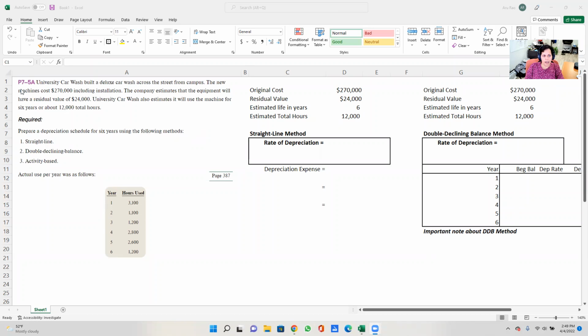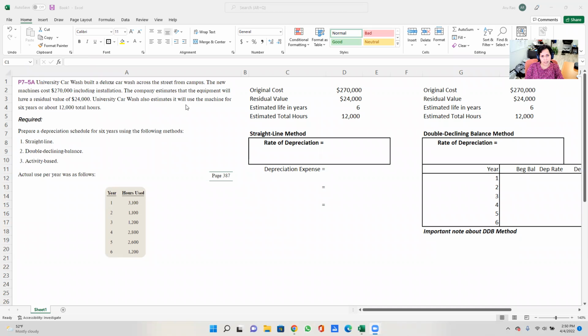In problem 7-5A, we have University Car Wash that's built a deluxe car wash across from the campus. The new machines cost $270,000. This is the original cost. It includes the installation, so this is the total cost. The company estimates the equipment will have a residual value of $24,000. Residual value is also called salvage value. This means this is what they can sell the machine for at the end of its useful life.